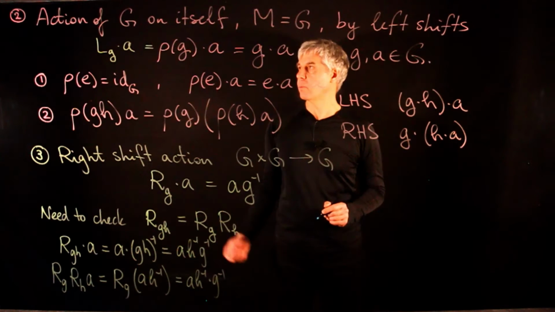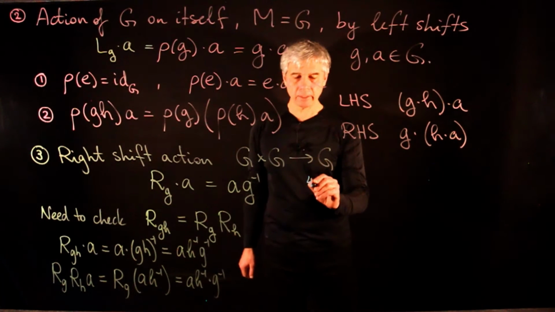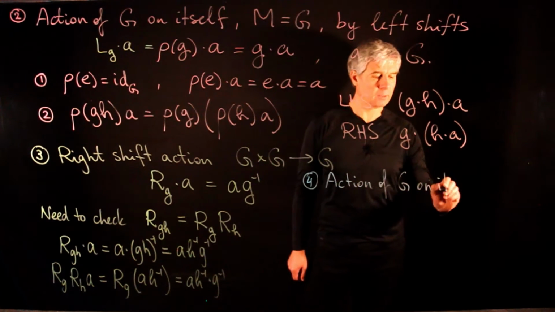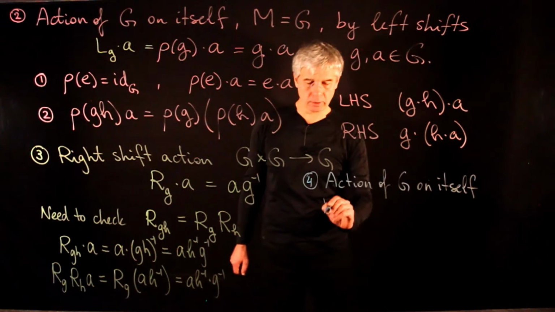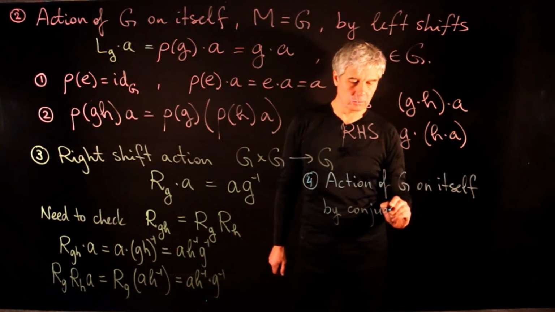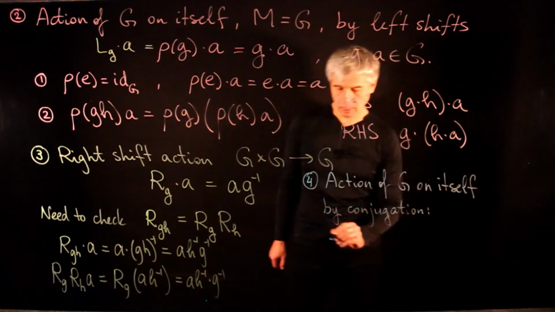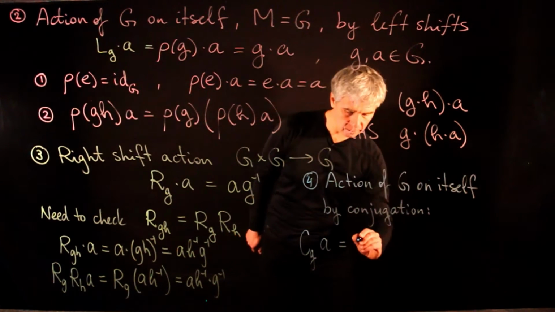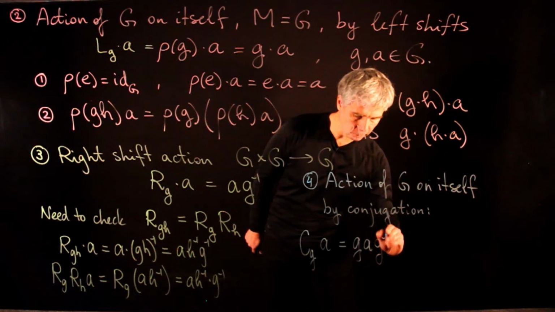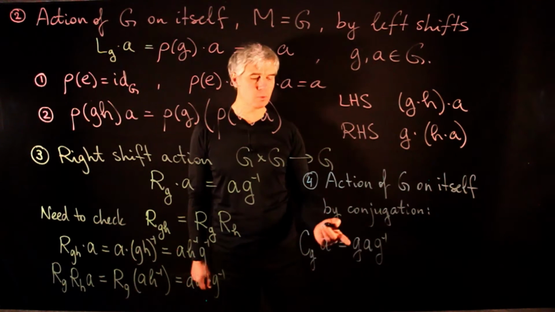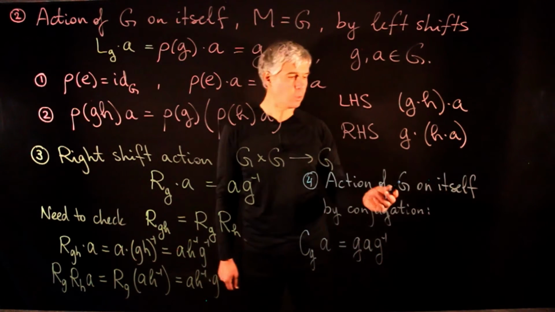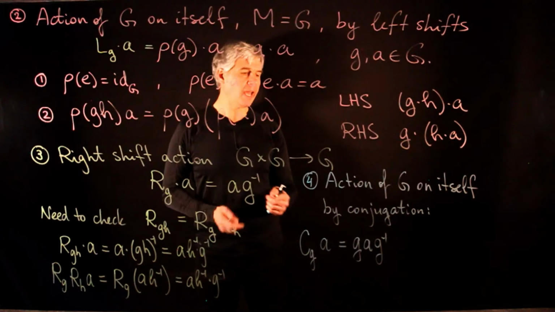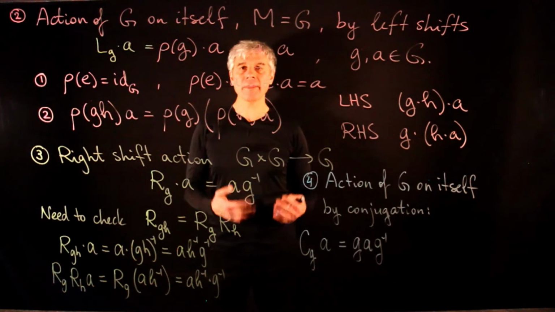We can combine these two examples together and define the action of G on itself by conjugation. So here, when we conjugate with an element g and act on element a, this is defined as g times a times g inverse. And I leave it as an exercise for you to verify that this defines the action of a group on a set.